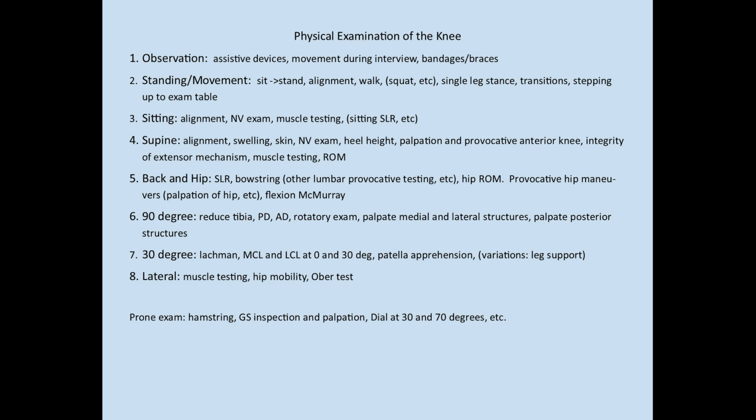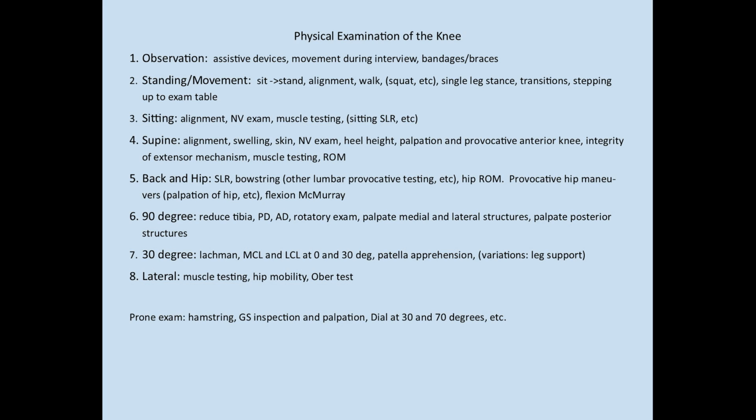I perform a straight leg raise and a bowstring test, then perform hip range of motion in flexion, internal rotation, and external rotation. I then do a provocative flexion internal rotation stress and an abduction external rotation stress of the hip articulation. If necessary, I will then do a complete hip exam at this point. If not, then I do a flexion McMurray test, then proceed to the 90-degree exam.